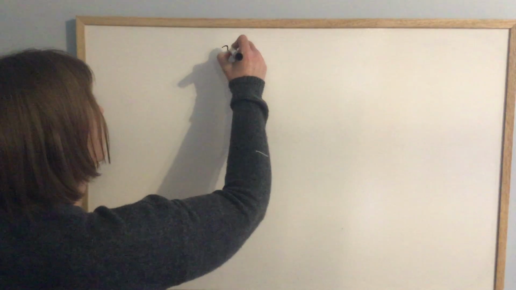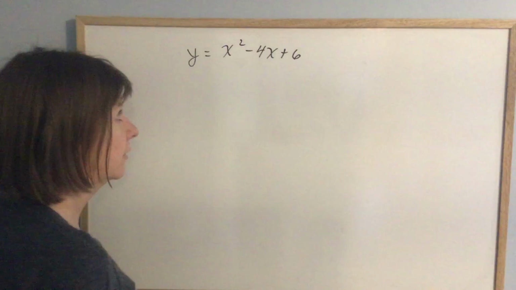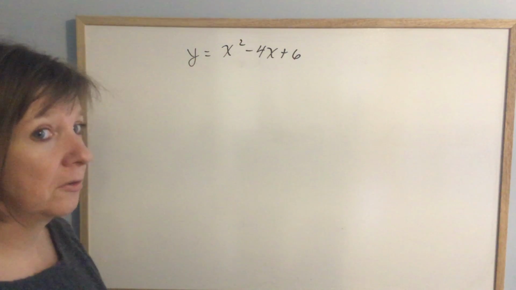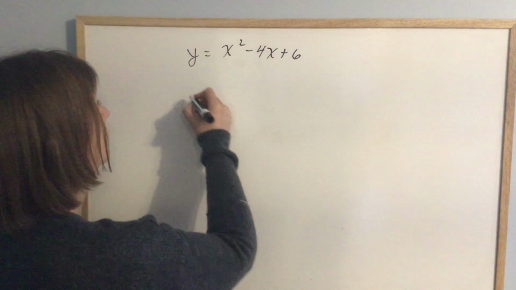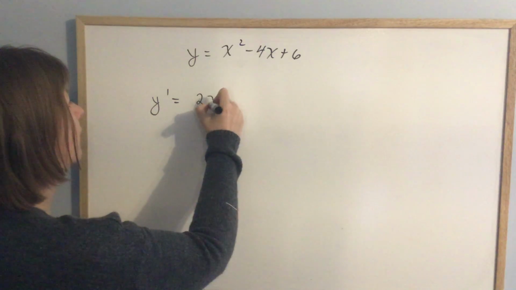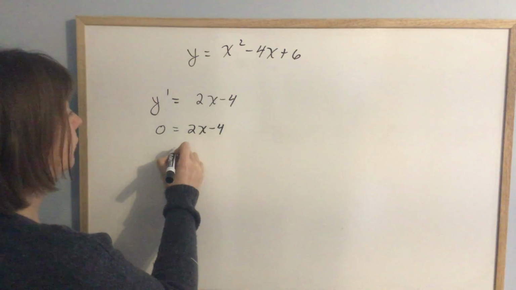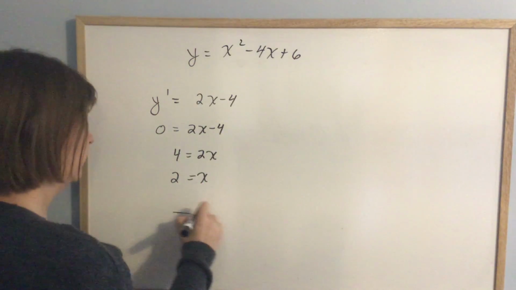So 8a says x squared minus 4x plus 6. Now there's no beginning or end to this graph, it's just the graph. So we need to talk about maximums, minimums, and points of inflection. So the first thing we're going to do is the first derivative, which is going to be 2x minus 4. We're going to make it equal to 0 and solve, so 4 is 2x, so x is 4 divided by 2, which is 2.